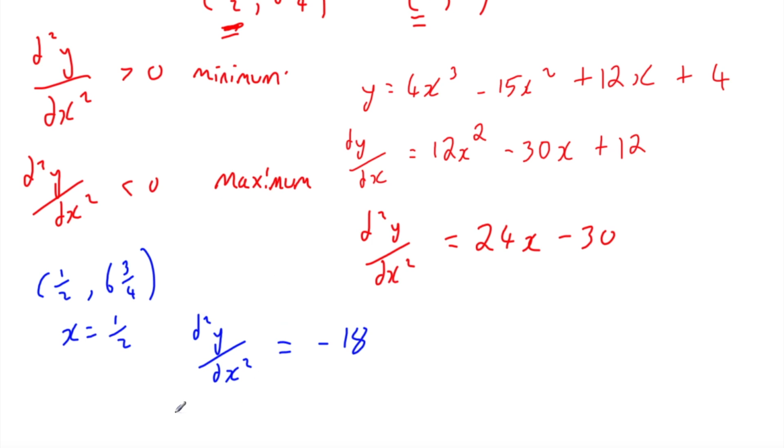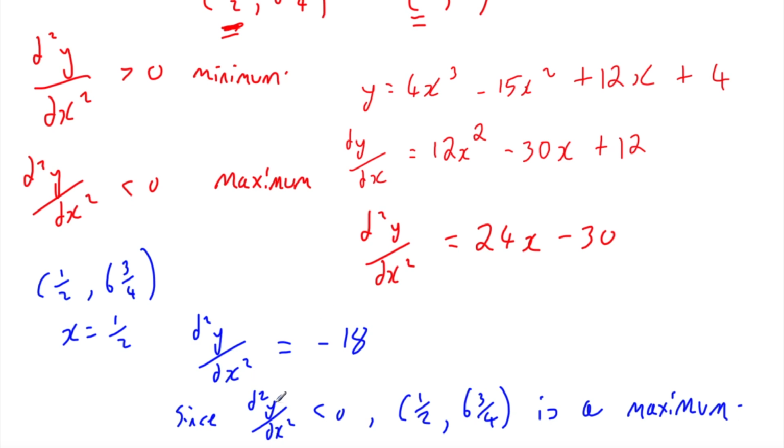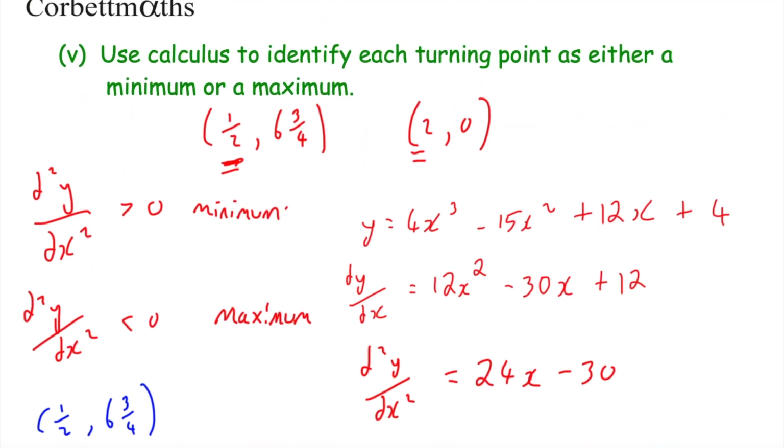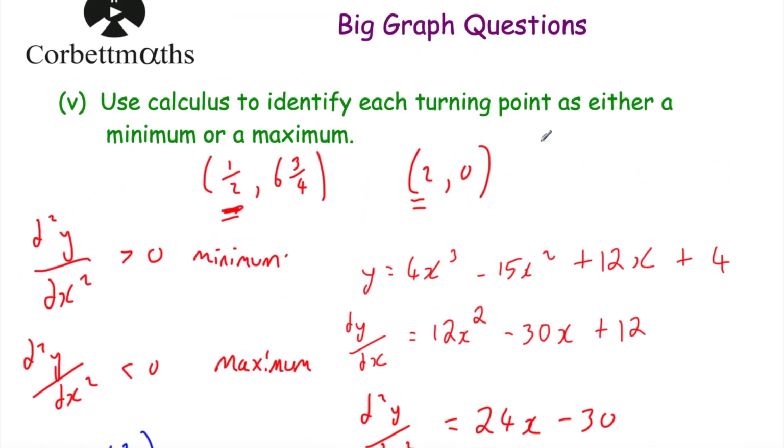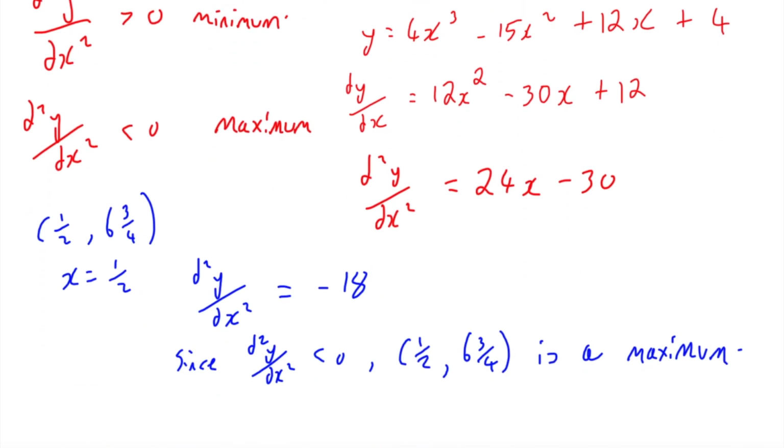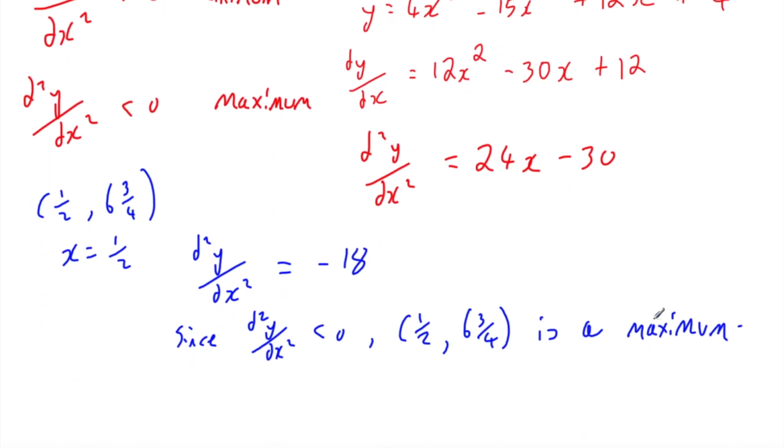So let's write that down. And I've just written down that since d2y over dx squared is less than 0, negative 18 is less than 0, that (1/2, 6 3/4) is a maximum turning point, or is a maximum. And because obviously in the question it says to use calculus to identify each turning point as a minimum or maximum, and it sometimes says to explain your answer, and we're just explaining it there.